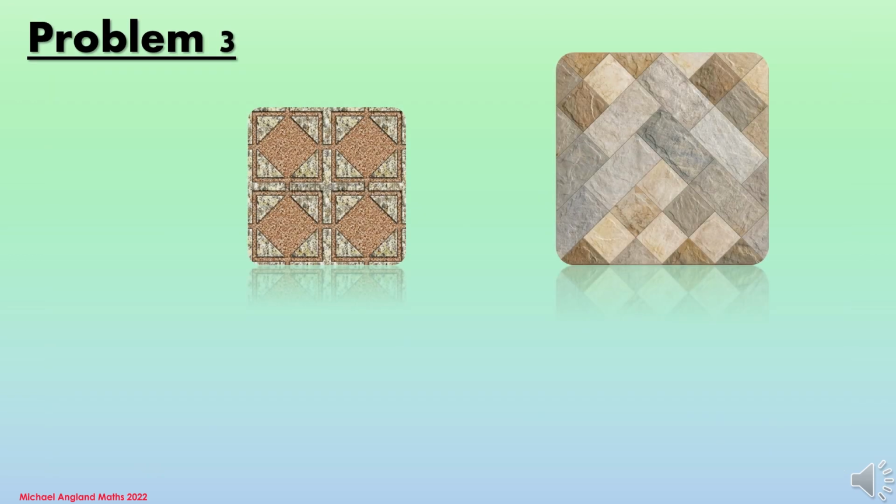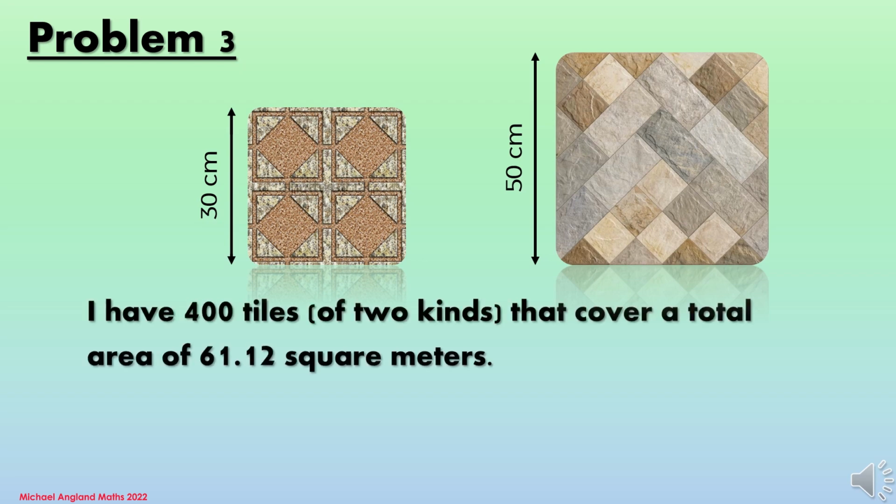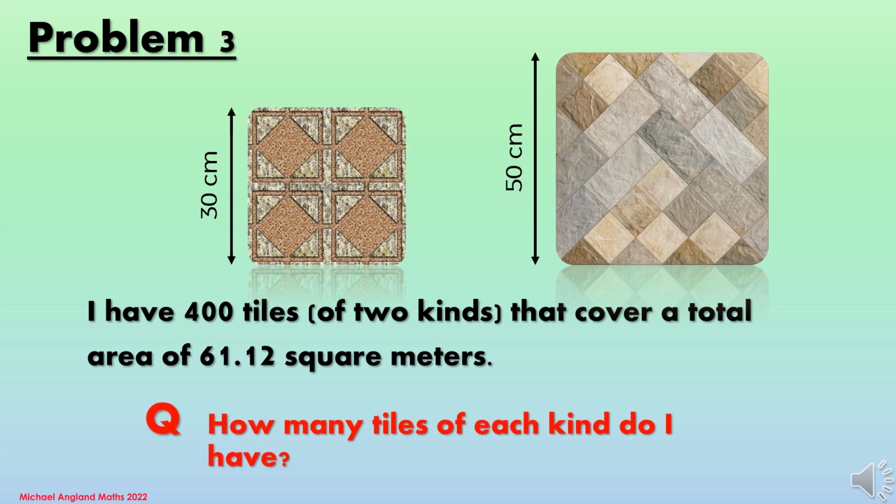Here's our third and final problem. This one involves area. So I've got two kinds of square tile: 30 centimeter sides and 50 centimeter sides. I have 400 tiles of the two kinds that cover a total area of 61.12 square meters. How many of each kind do I have?